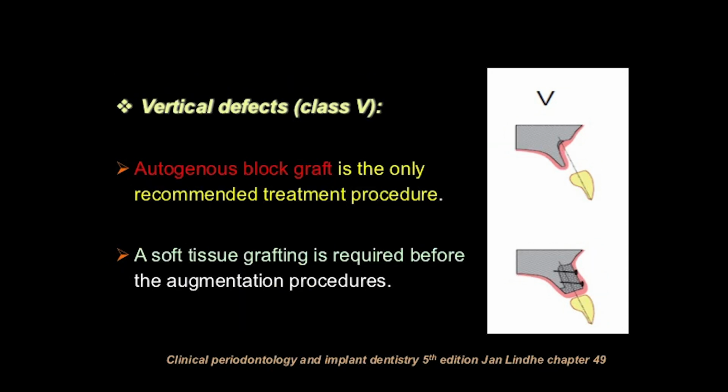The last class after tooth extraction, class 5, is where you have severe bone loss, and in this case autogenous block graft is the only recommended treatment. You cannot use tenting, and you cannot put any screws at the side. You have to put a block, fix it with screws, and then cover it with a membrane, come back after healing, and put your implant.